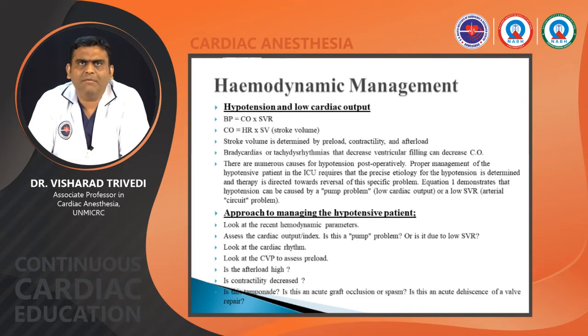Now coming to the hemodynamic management of the patients, if the patient is showing you hypotension and low cardiac output, then you should know that the BP is determined by cardiac output and systemic vascular resistance, and cardiac output is equal to heart rate times stroke volume. So you can say that blood pressure is equal to heart rate times stroke volume times systemic vascular resistance. Now hypotension can be because of any of the three factors: either your heart rate is low, your stroke volume is low, or your SVR, that is systemic vascular resistance, is low.